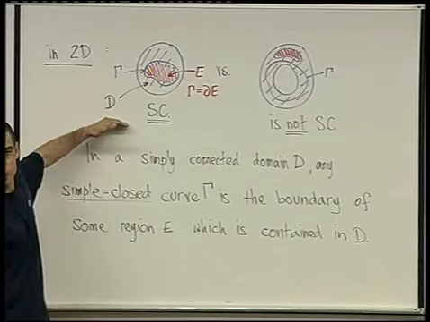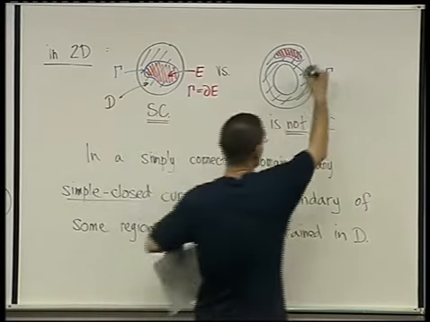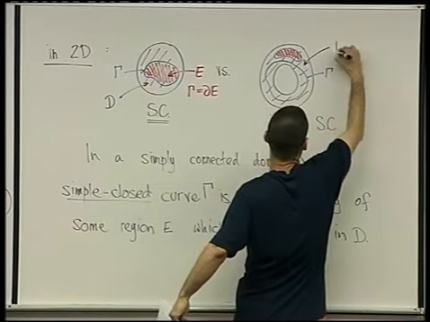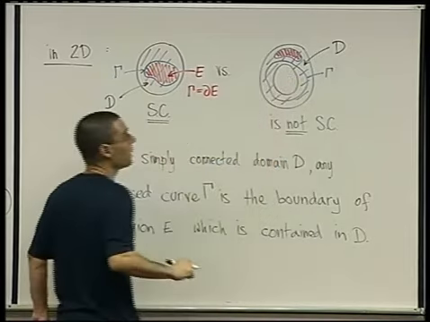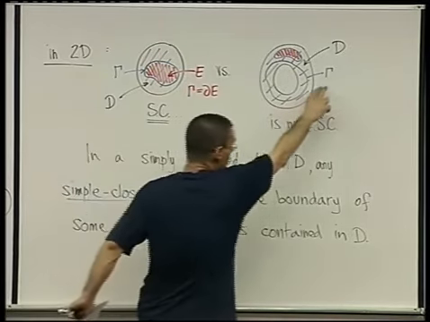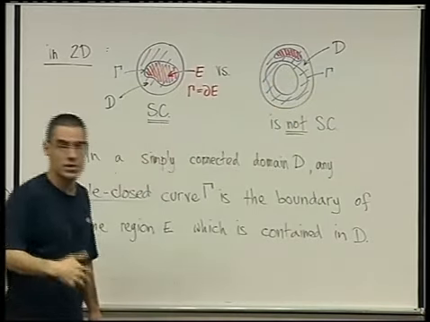Let's see why that's what we need. We want to take a gamma inside D. In this case, for example, D is the ring. This hole here is not in D. We're taking a gamma, and we want to show that the integral over this closed curve gamma is 0.